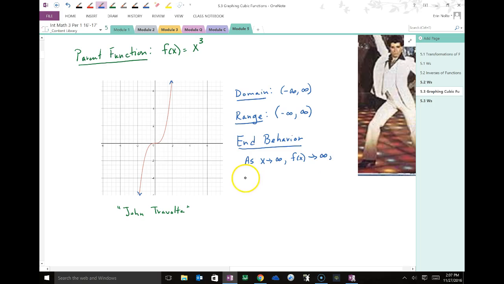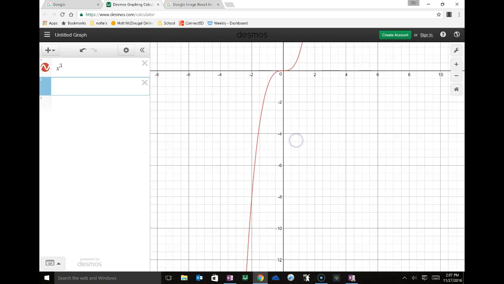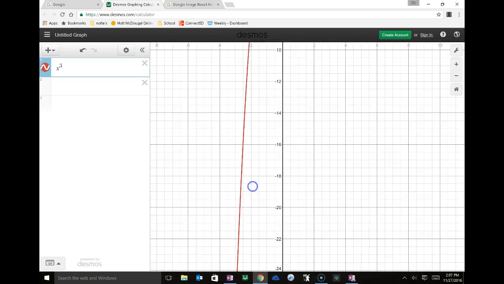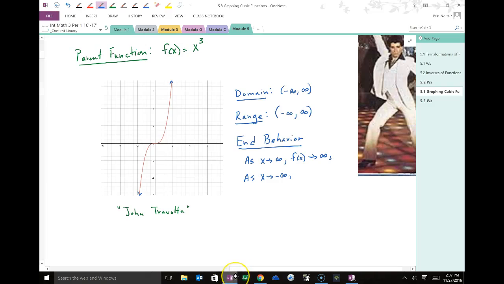And we can also say as x approaches negative infinity, now you're looking at his left end, looking down. As x goes farther and farther to the left, what is the y value doing? Where is that function going? It's going down to negative infinity. So the y value is going down to negative infinity. So that's our end behavior.